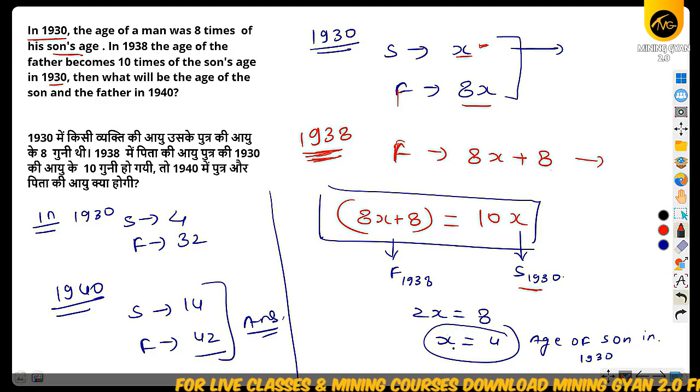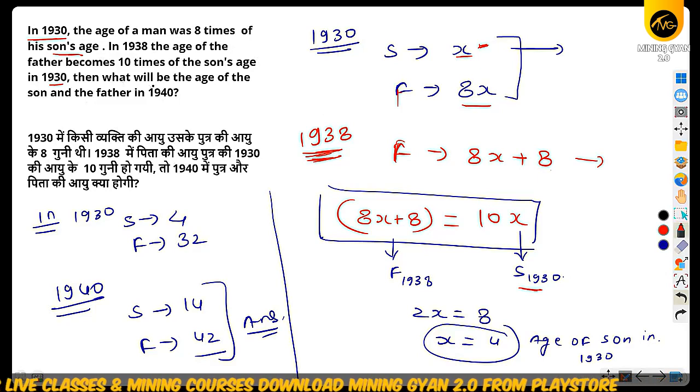Now just to find out the value of x, x will be 4 years, which is the age of son in 1930. Here the age of the son in 1930 is 4 years. And the question is asking what will be the age of the son and father in 1940.